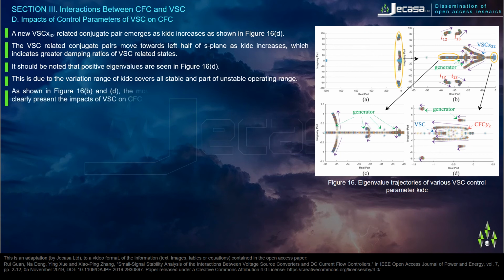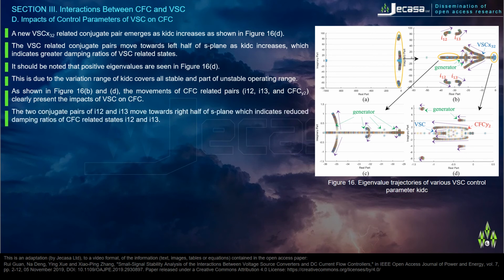As shown in Figure 16b and d, the movements of CFC-related pairs, I12, I13, and Xi2, clearly present the impacts of VSC on CFC. The two conjugate pairs of I12 and I13 move towards the right half of the S-plane, which indicates reduced damping ratios of CFC-related states I12 and I13. The conjugate pair of Xi2 moves towards the left-hand side, indicating increased damping ratios of Xi2.